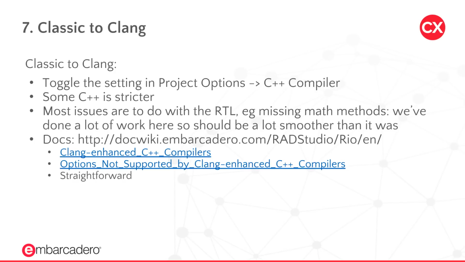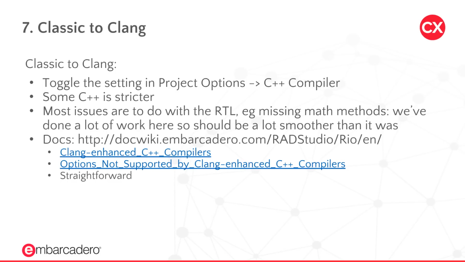And so if you have code that accidentally worked with the classic compiler, and accidentally is a real term because the classic compiler obviously meant to abide by the C++ standard as well. It just happened to be a little more relaxed. If you have some code that happened to work with the classic compiler, it may need to be tweaked to work with the Clang compiler. But these will not be large tweaks. The error messages will be clear, and you'll be able to figure out what needs to be changed easily.